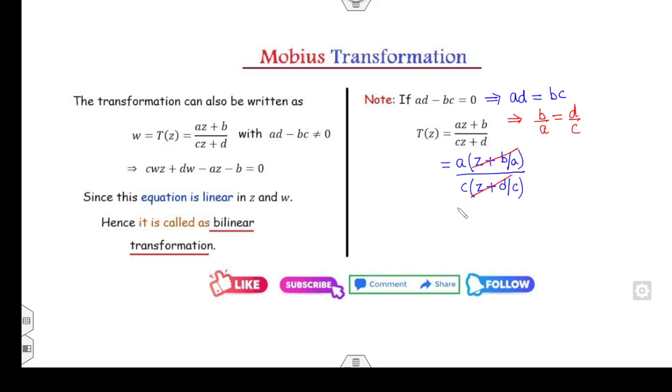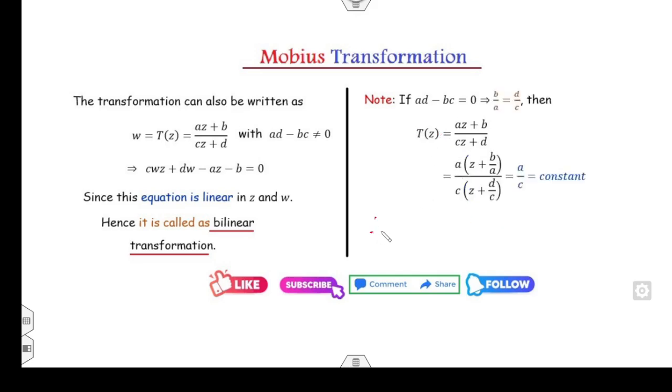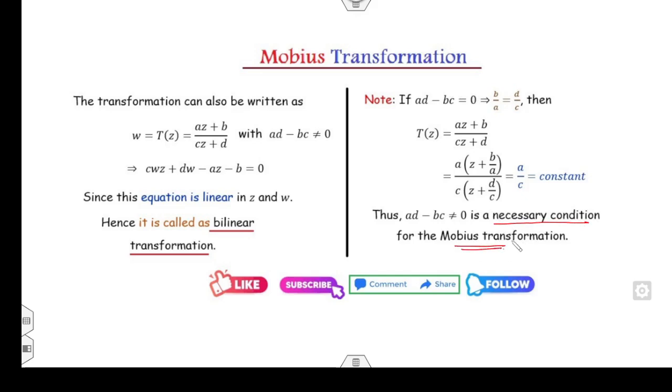Now clearly B over A is equal to D over C. That means these values are cancelled. The expression becomes A over C. And A and C are constants. Therefore, the transformation is always constant whenever AD minus BC is 0. Therefore, you can say AD minus BC non-zero is one of the necessary conditions to define the Mobius transformation.